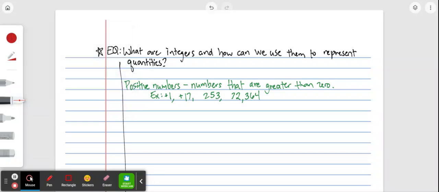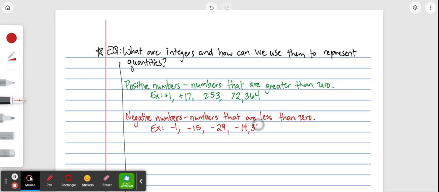Okay, all right, on the other side are negative numbers, which I'm sure that you've heard of and maybe you've used before, and maybe you have some intuition about negative numbers. So negative numbers are the numbers that are smaller than 0, like -1, -15, -72. Numbers that are less than 0. And some examples are things like -1, -15, -29, -14,332.